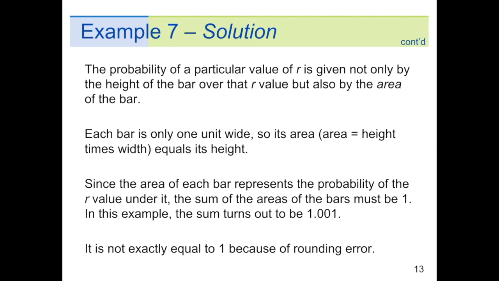Since the area of each bar represents the probability of the R value under it, the sum of the areas of the bars must be 1. In this example, the sum turns out to be 1.001. It is not exactly equal to 1 because of rounding error. That's what rounding does. It can make errors. It is equal to 1, but because of the rounding, it just doesn't look like it.